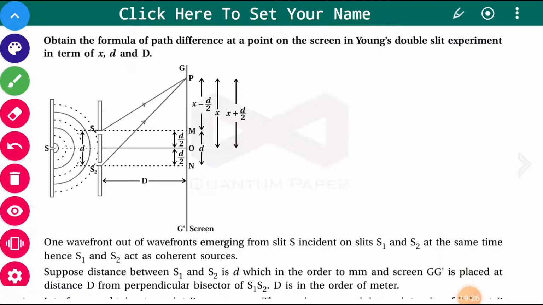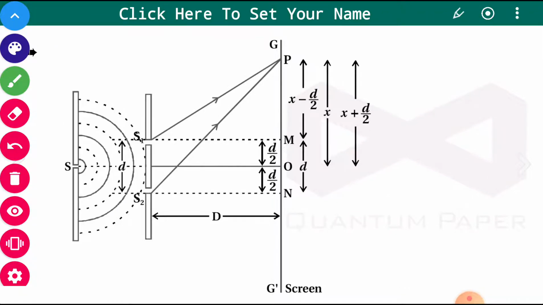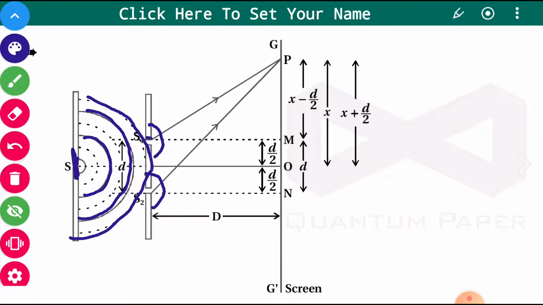Now we have the formula of path difference at a point on the screen in Young's double slit experiment. Here this double slit experiment is very clear, you can see how the arrangement was done. This is the source, this slit is a source. The waves are produced here and they are reaching S1, S2, and the waves which are coming out from S1 and S2 are getting superimposed, and the particular interference pattern is produced here.